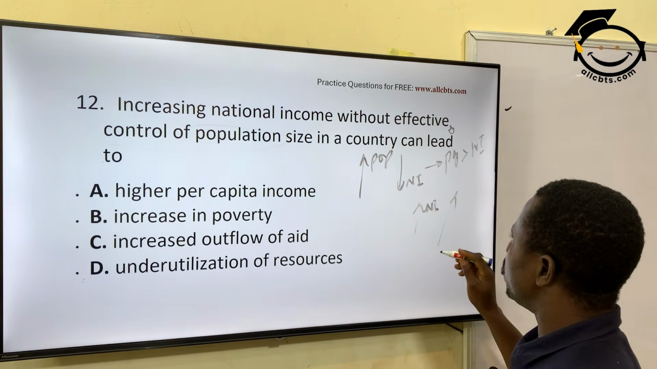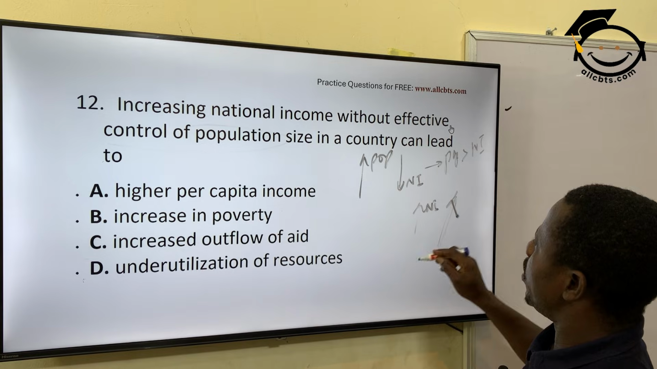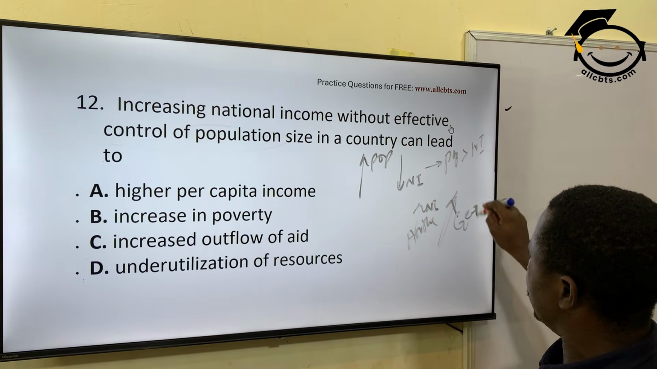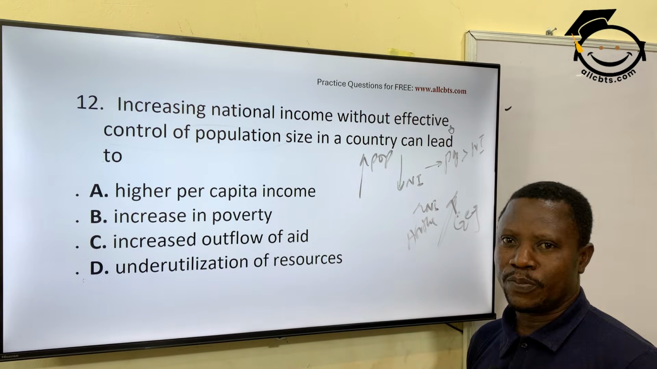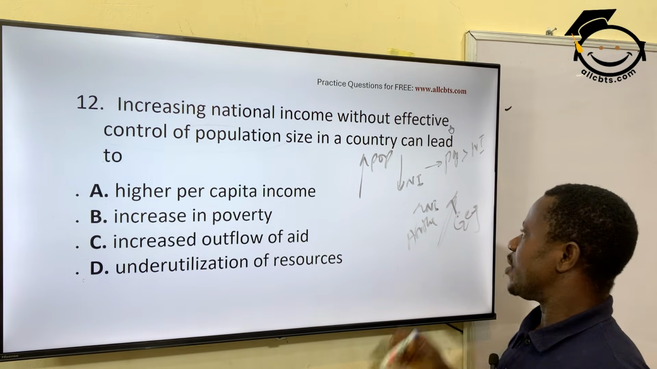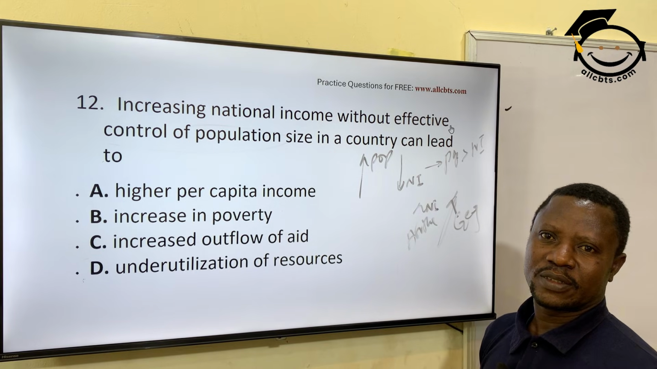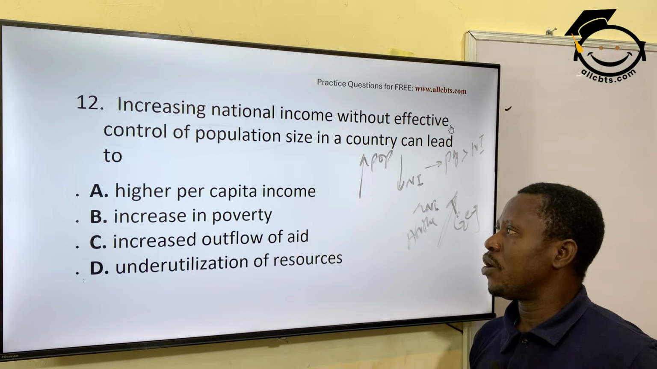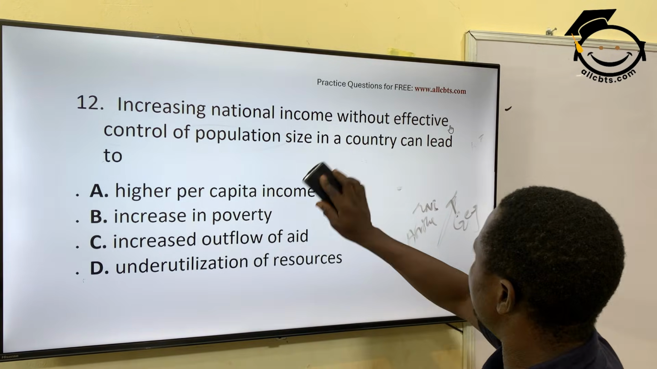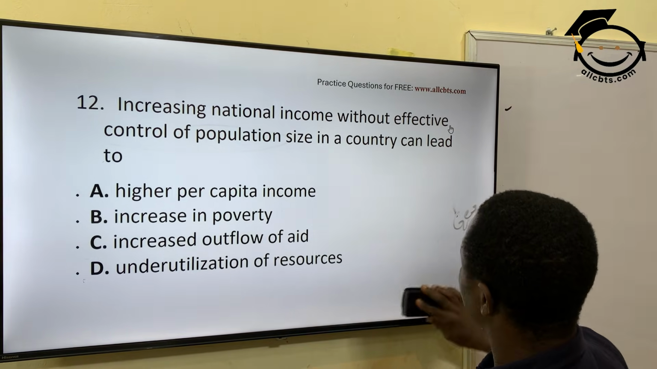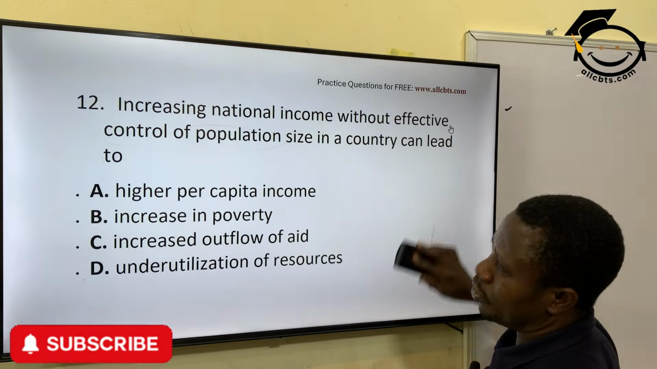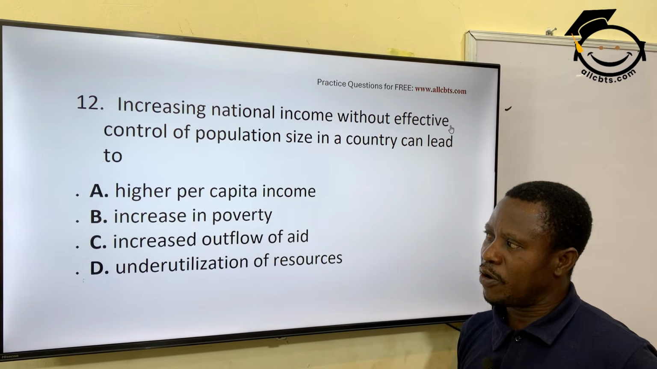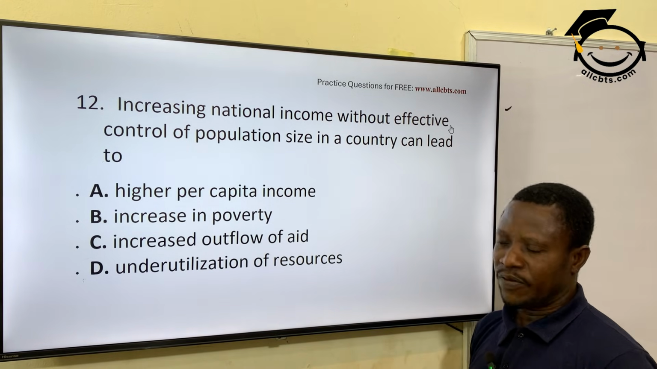And when population continues to increase, the rate of increase is higher, because this one is going by arithmetic progression, while this one is going by geometric progression. The implication is that there will be overpopulation. Are you there? And more people will enter into poverty. So increase in poverty, since there's no control on population. Because the more national income increases, people have access to money, the more some people want to take more wives, bear more children, and live large and all those things. Okay? So there will be more poverty in the land. Increase in poverty, option B.